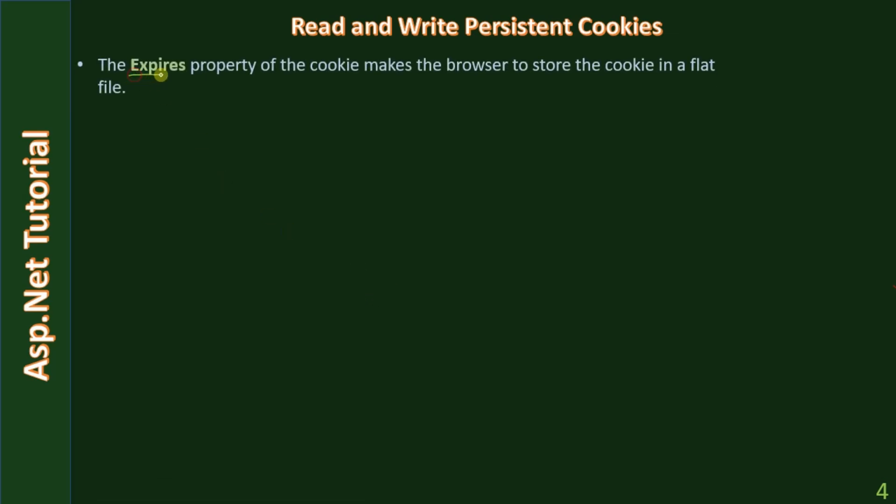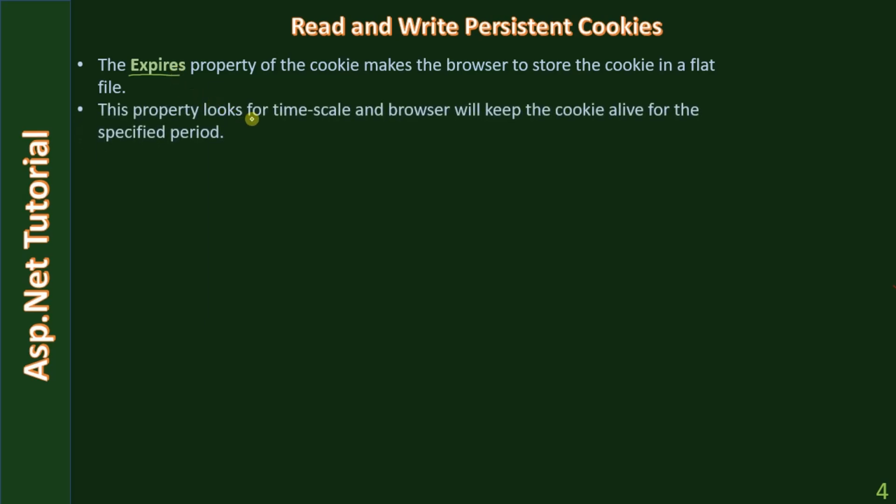So the expires property of the cookie makes the browser store the cookie in a file for a specific period of time. Previously we used session cookie and we did not use the expires property, right? And that makes that cookie a session cookie. This time we will use the expires property and we will see how the cookie becomes persistent. This property looks for time scale, and the browser will keep the cookie alive for a specified period.